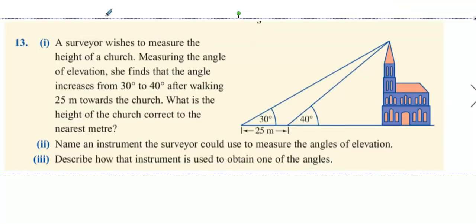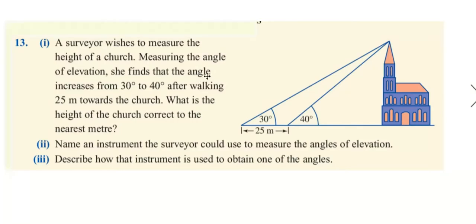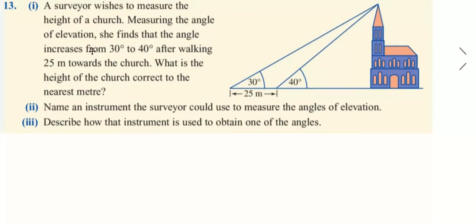Okay. A surveyor wishes to measure the height of a church, measure the angle of elevation. She finds that the angle increases from 30 to 40 after walking 25 meters towards the church. What is the height of the church correct to the nearest meter? All right, I'll just answer parts 2 and 3 first if I can.